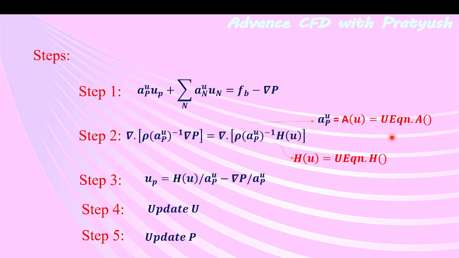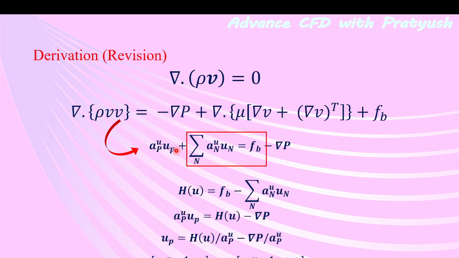So what is UEqn.A and what is UEqn.S? UEqn.A generally means the inverse of this AP matrix. When we discretize this complete matrix, we have the AP matrix, which contributes the coefficients for the different values of the cell center. And the AN UN term is the contribution related to the neighboring cells.